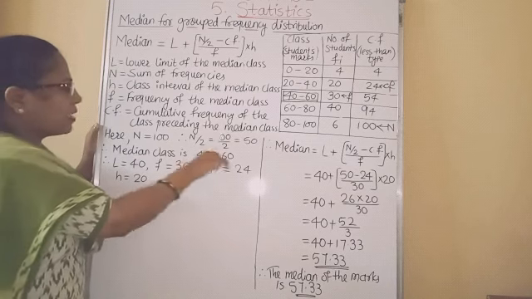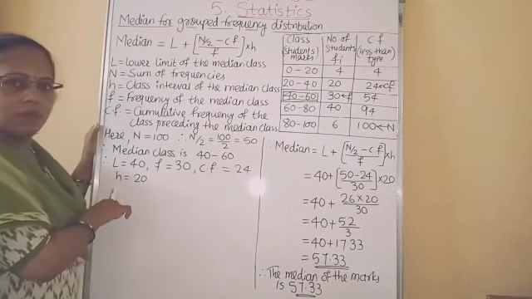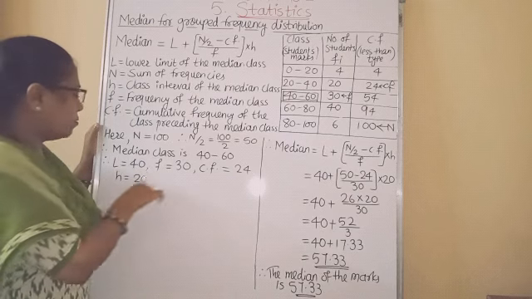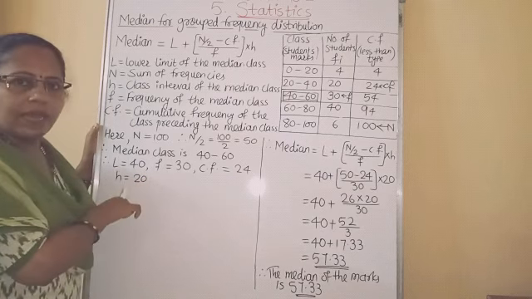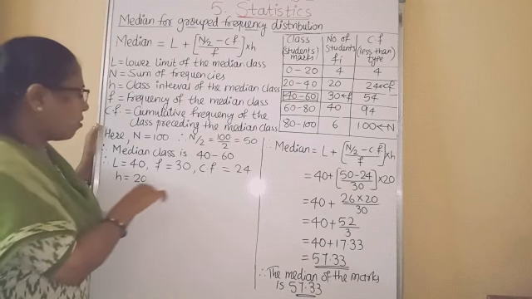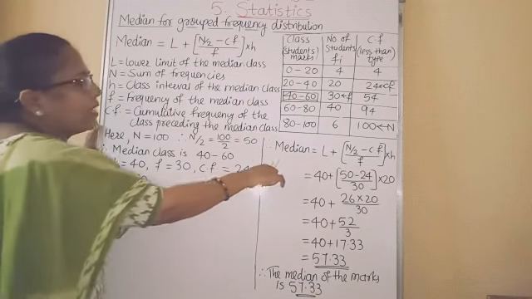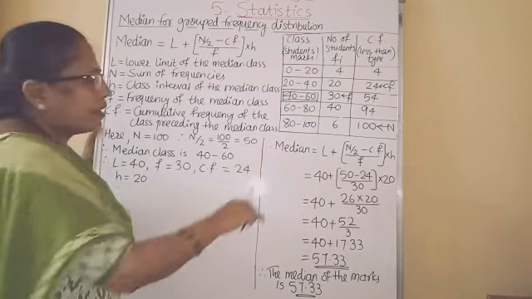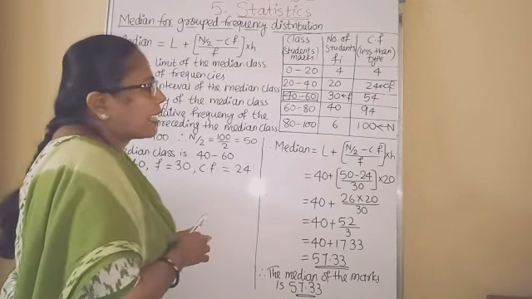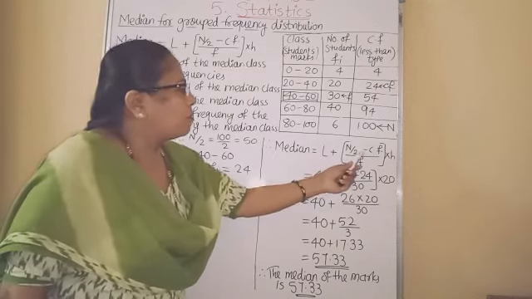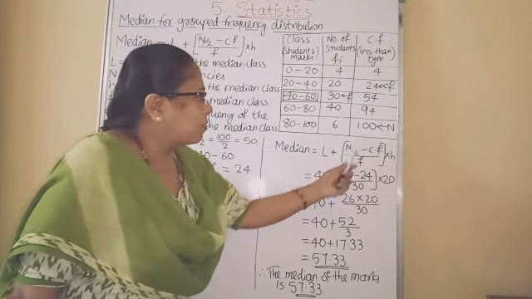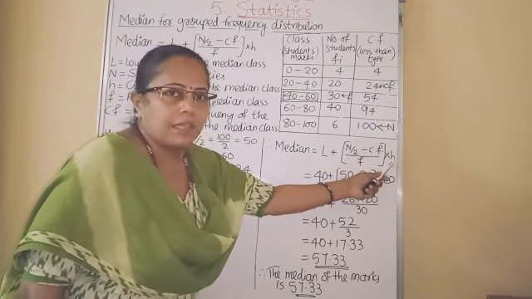Followed? How to find out all these values? At the time of exam, students, you have to write these values because these values also carry marks. Now after getting all these values, we have to write the formula: Median is equal to L plus bracket N upon 2 minus CF upon f bracket close into h.